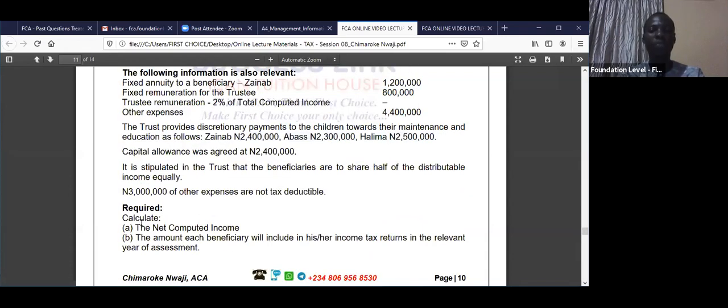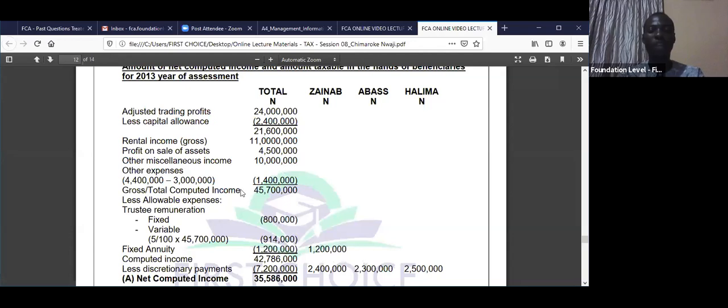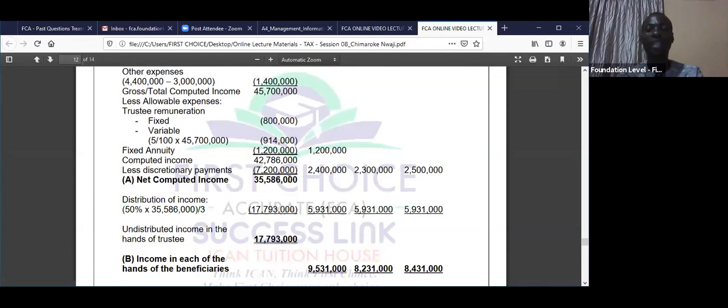The net computed income. So you see, even though this one is called computed income, and here they said total computed income, this net computed income here is different from computed income. Computed income is your total income minus your allowable expense. When you now use the word net, it means that is your distributable income. That means after you have removed your discretionary payment, it becomes net computed income, otherwise also known as distributable income.